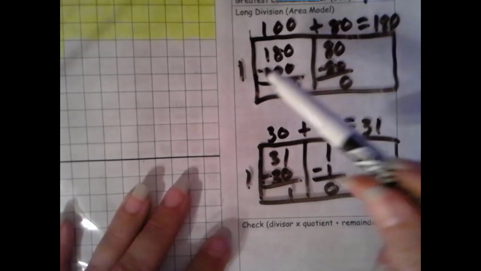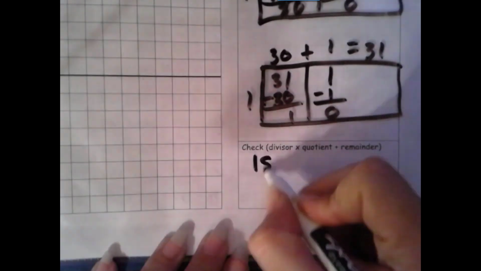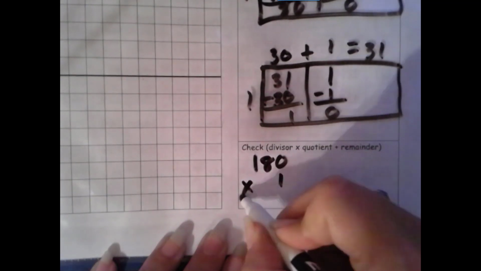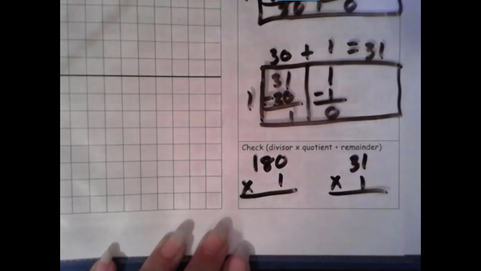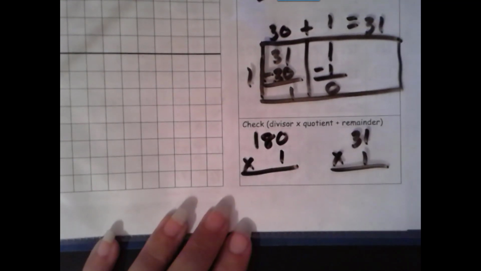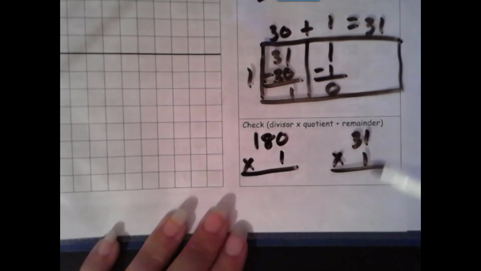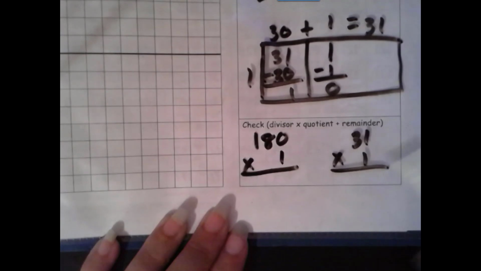So we are going to check divisor times quotient plus remainder. Well, each of those remainders is 0, so that is the identity property of addition. When you add 0, it stays the same. And then here we get the identity property of multiplication. When you multiply by 1, it stays the same. So those two properties affect addition, multiplication, subtraction, and division, so they end up the same result.